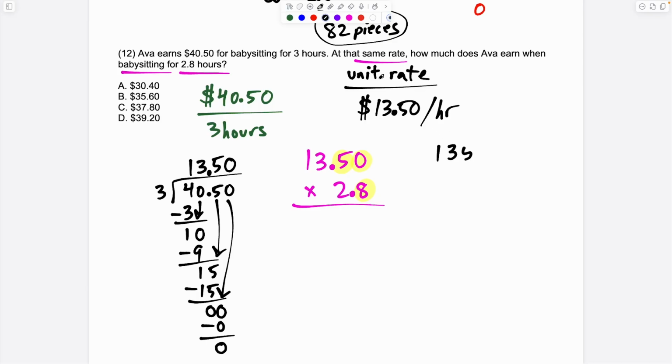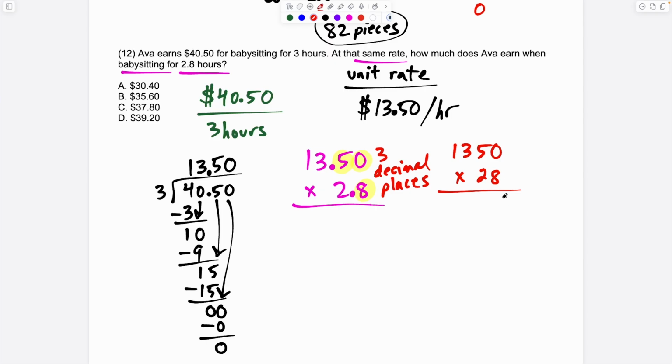Let me change colors here. How about we do this in red? So we'll have 1,350 times 28. And once again, there were 3 digits to the right of the decimal in total. So we have to pay back 3 decimal places at the end. So now let's go ahead and work this out.